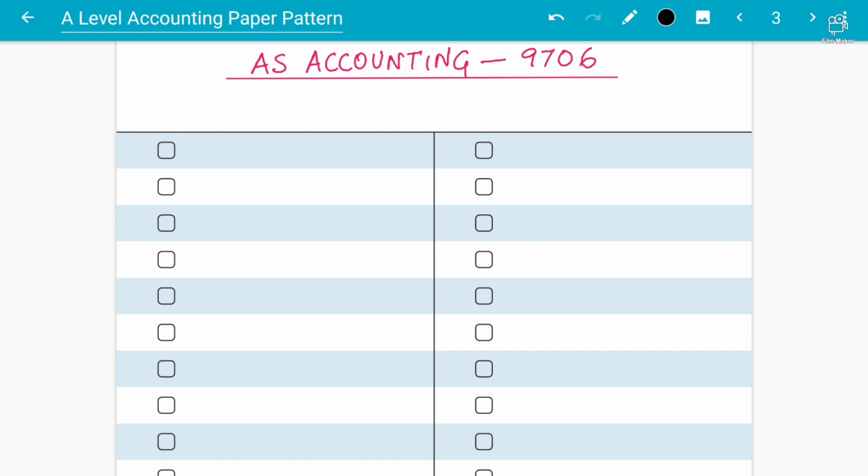Okay, so let's talk first about paper 1 and paper 2 that students give in the AS level. Let's discuss what has changed and what you need to know about it. Paper 1 is the MCQs, that is the multiple choice questions. You will be getting 1 hour to solve this.